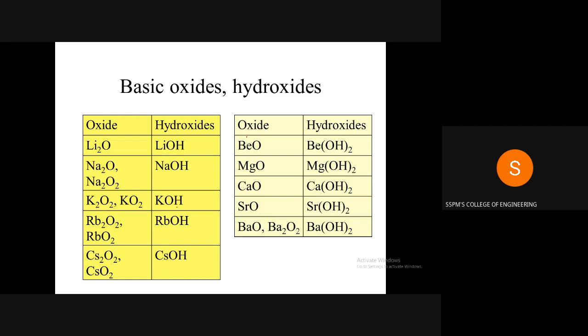Similarly, alkaline earth metals can also form oxides and hydroxides. So this is very important. Calcium hydroxide is called slaked lime, and it is used in sewage treatment, in the paper industry, and in the manufacturing of sugar. So calcium hydroxide has very important uses. So you should know these uses of hydroxides also.